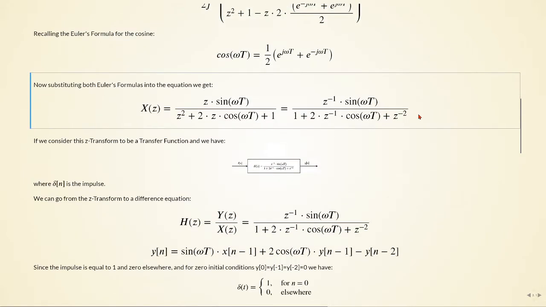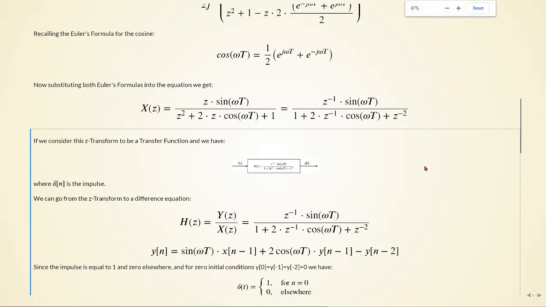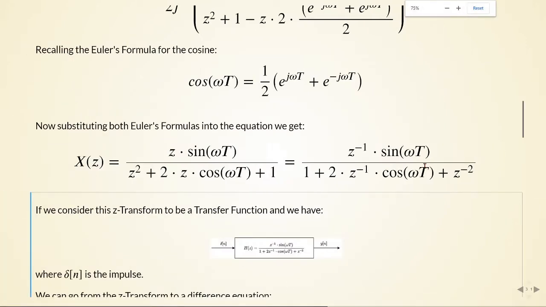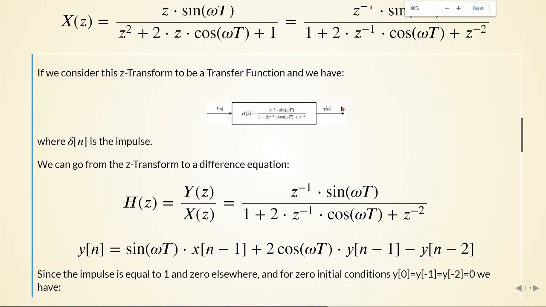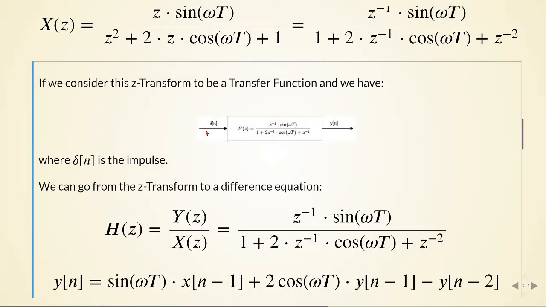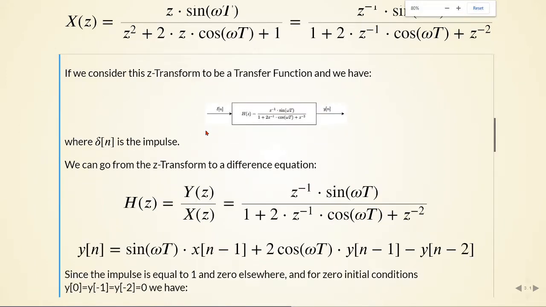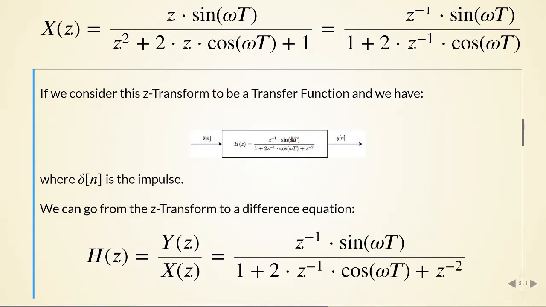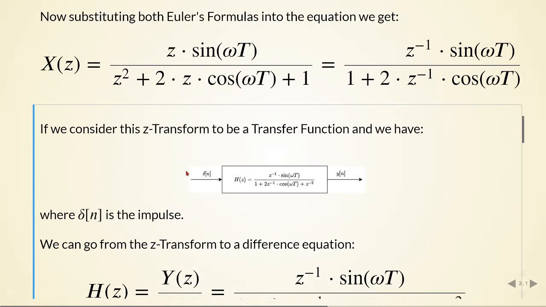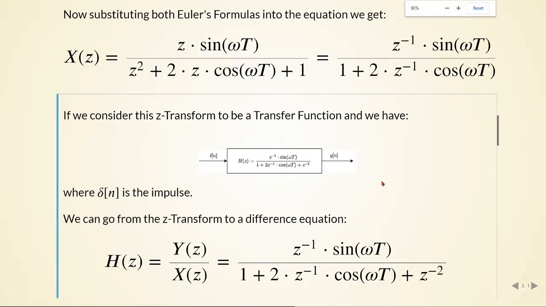Now, if we consider the following z transform to be a transfer function, then we would have an impulse as an input to our system. Here we have our transfer function for the sine wave that we've seen. So if we want that, when we apply an impulse, we have this system that we calculated previously, then the output should be a sine.